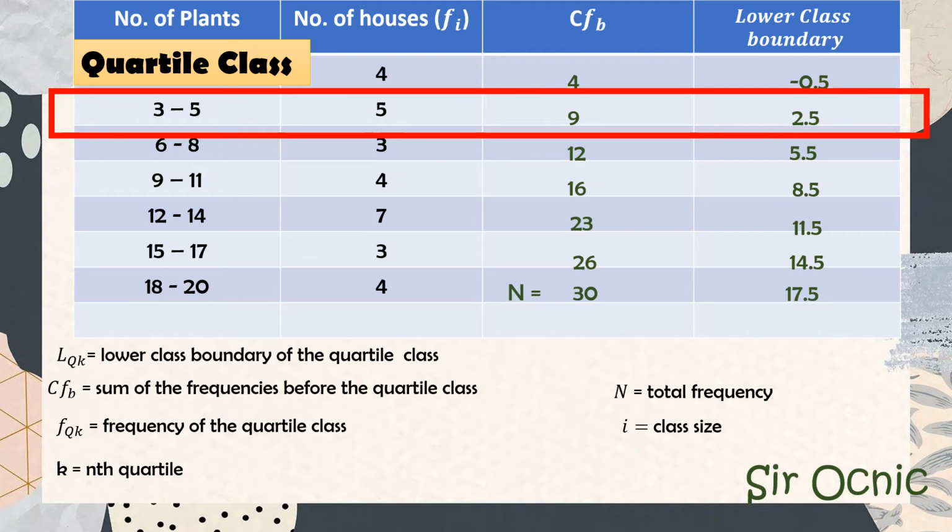Let us now identify LQK, which is equal to 2.5. The cumulative frequency before is 4. The frequency of the quartile class is 5. The k of the quartile is 1. The total frequency is 30. And the class size is 3 because there are 3 scores, or 3 numbers, from 3 to 5.